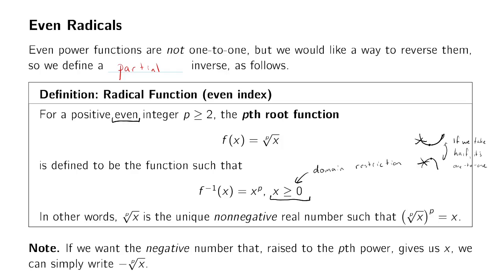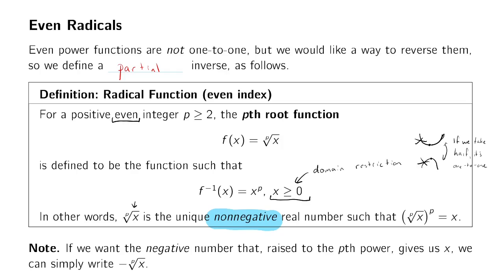In other words, the pth root of x is the unique non-negative real number whose pth power is x. Non-negative means positive or 0, right? The root of 0 is just 0. If we want the negative root, the negative number that raised to the pth power gives us x, we just slap a negative sign on that.